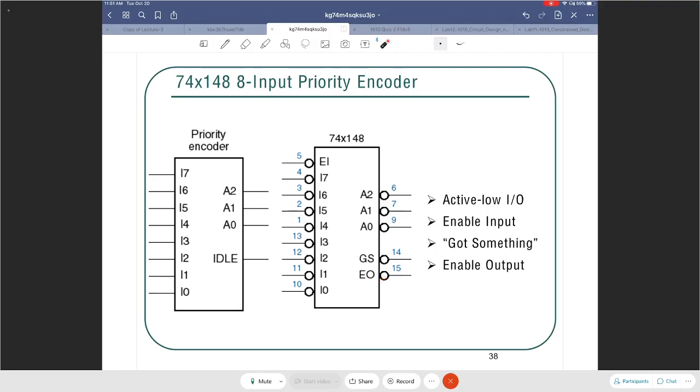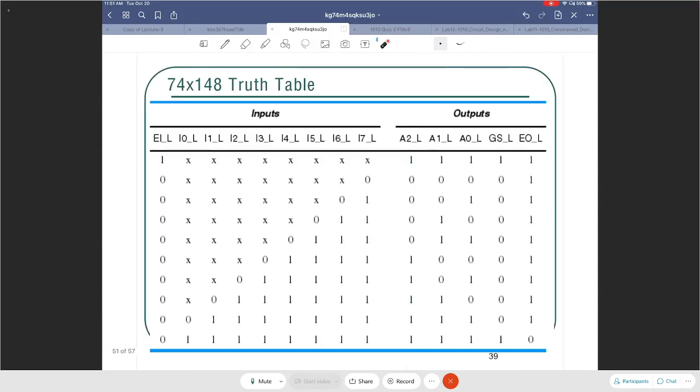Now that we are almost out of time, we will stop here, and when we come back we will pick up with this, and then we will try to relate this to the truth table for the 74X148, and then we'll get into the tri-state buffers, which is our next topic. That's in the next class. All right, I'm going to stop recording here.